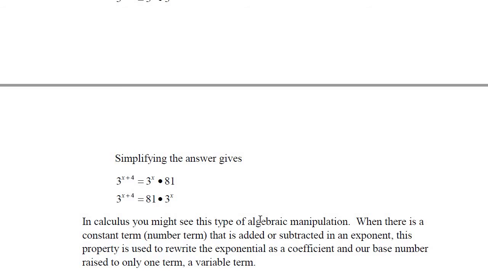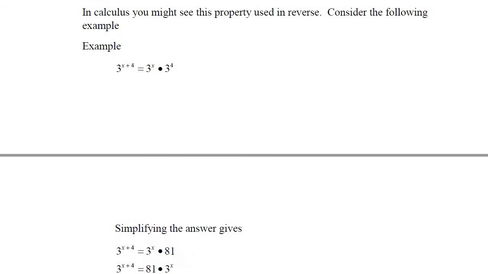So in calculus, you might see this type of algebraic manipulation. When there is a constant term, a number term that is added or subtracted in the exponent, this property is used to rewrite the exponential as a coefficient and that base number raised to just a single term that has our variable term. Now I'm going to go back and take a look at a couple of the examples that we had earlier.